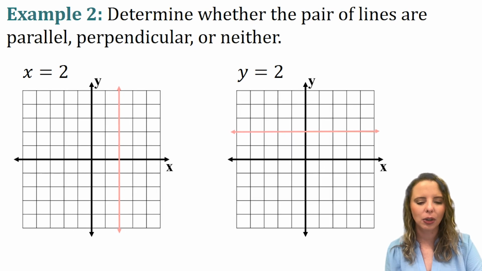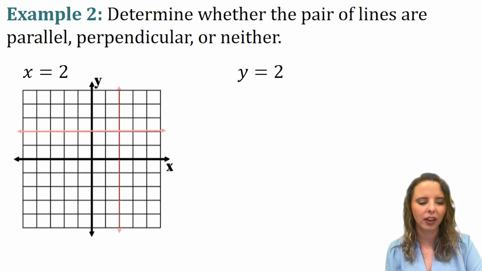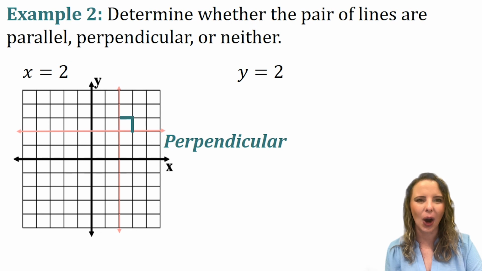Now, we're going to move this function over, and we're going to see that these intersect at a 90-degree angle. Therefore, these two lines are perpendicular.